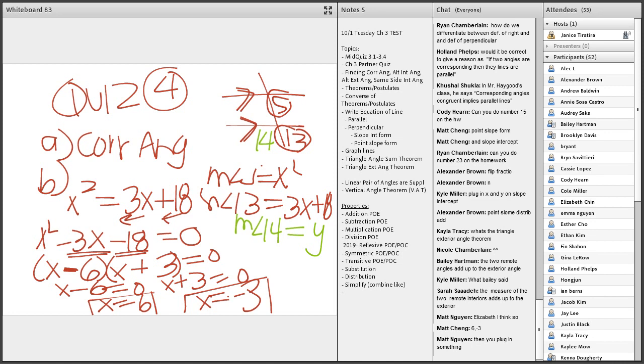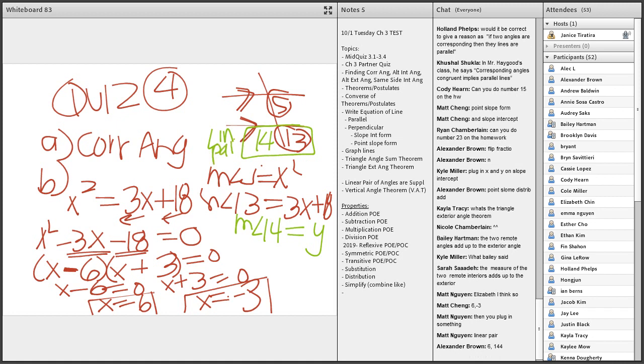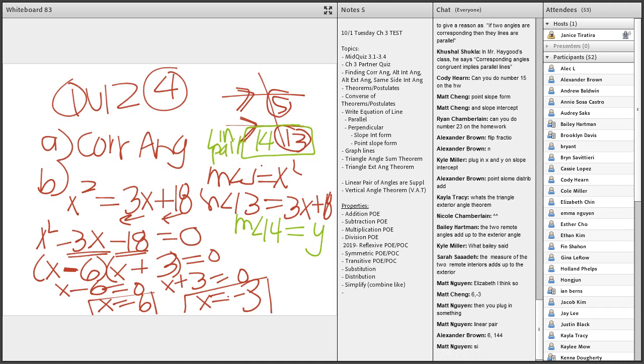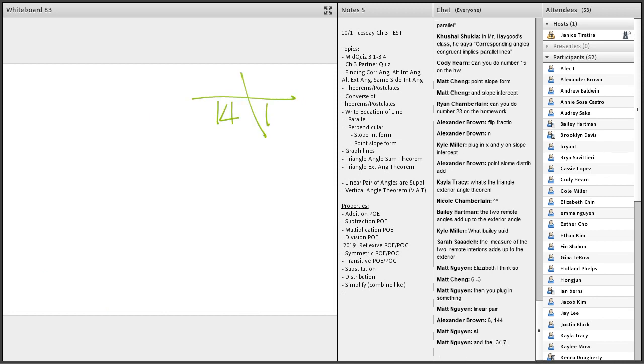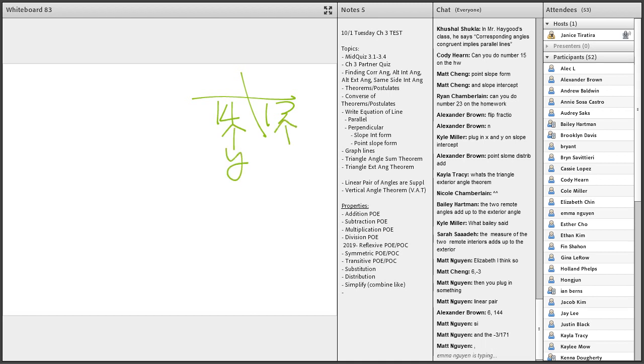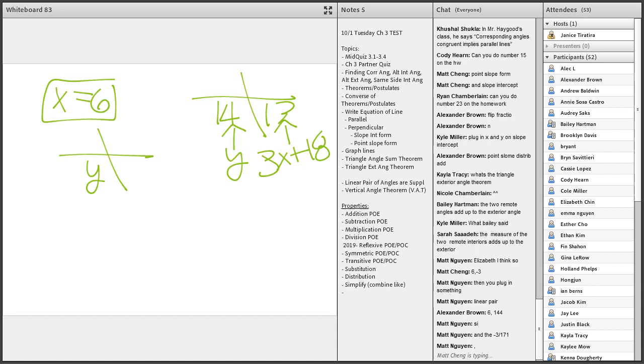If you look at 14 and 13, those are a linear pair. So you have to do a little bit of calculation. So we got 6 and 3. Okay, let me redraw. So you have 14 and you have 13. This is y, and this was 3x plus 18. So when x equals 6, that was one answer. Here's y. Let's plug 6 back in here. So that's 18 plus 18, 36 degrees.